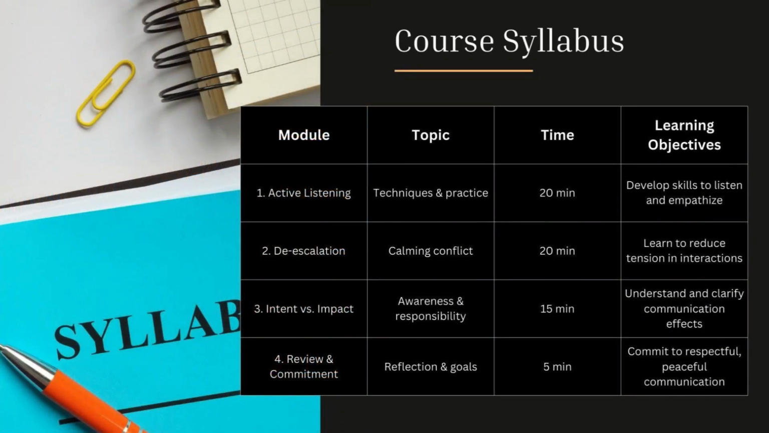Course Syllabus. Module, Topic, Time, Learning Objectives. 1. Active listening techniques and practice, 20 minutes. Develop skills to listen and empathize. 2. De-escalation, calming conflict, 20 minutes. Learn to reduce tension in interactions.